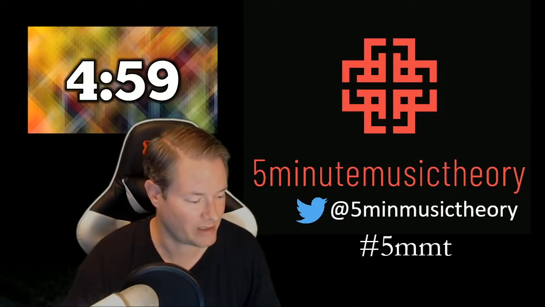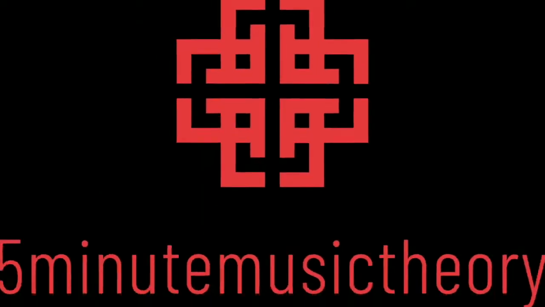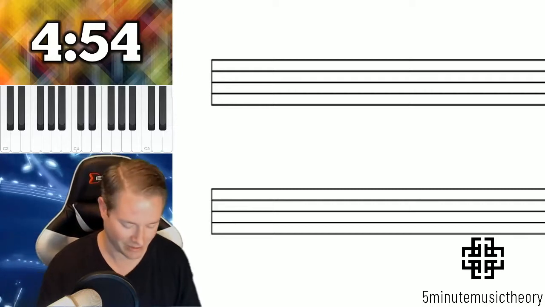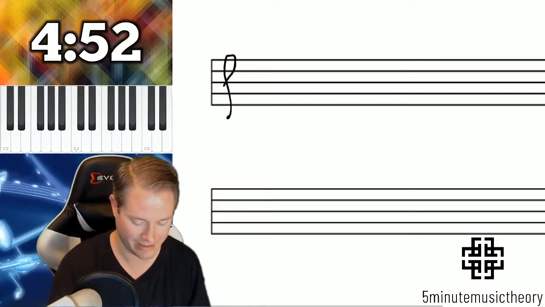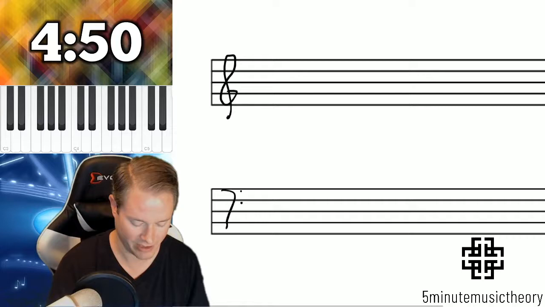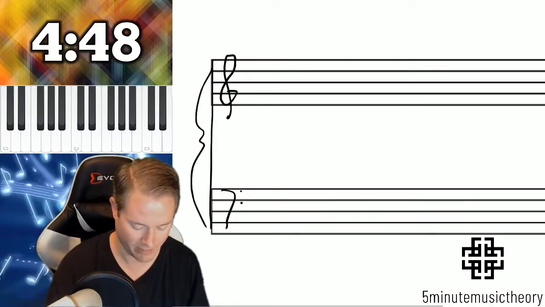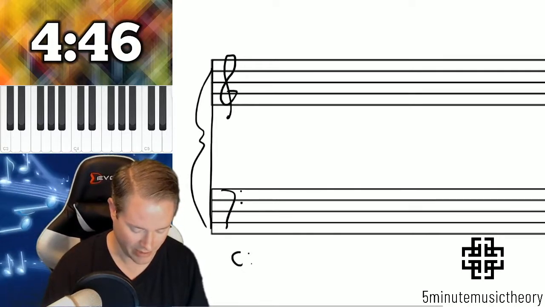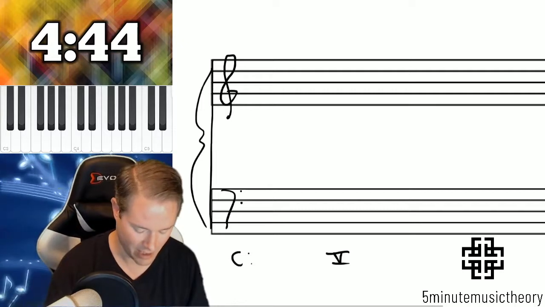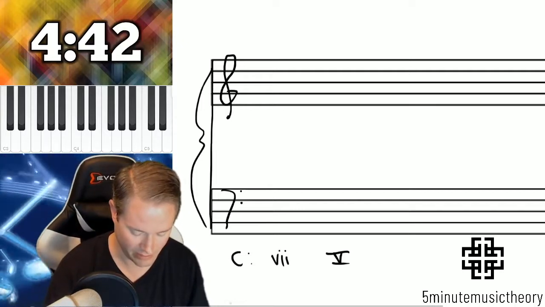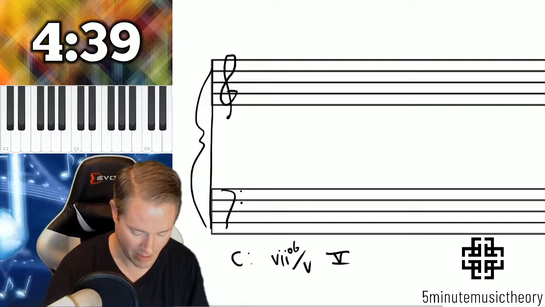We'll start the timer and we're going to talk about another type of secondary function in this video, and it's the secondary leading tone, which does the same thing as a secondary dominant. It's just a leading tone instead of a dominant. So let's do this in C major, and let's tonicize a dominant chord like we did in the dominant video, and we're going to do a leading tone of the dominant.